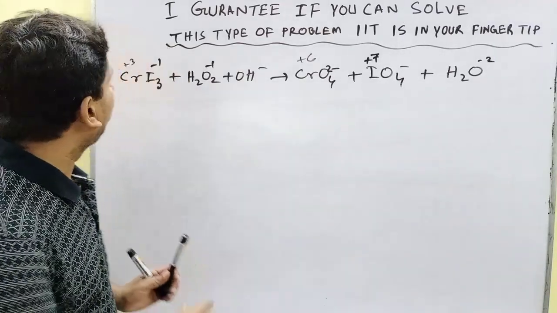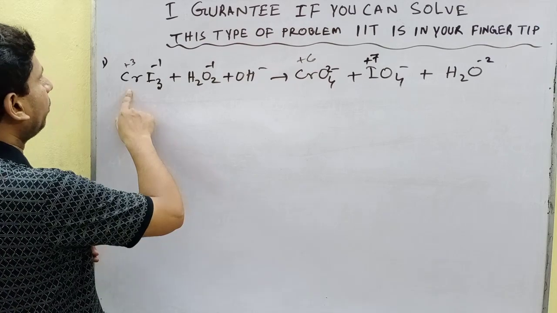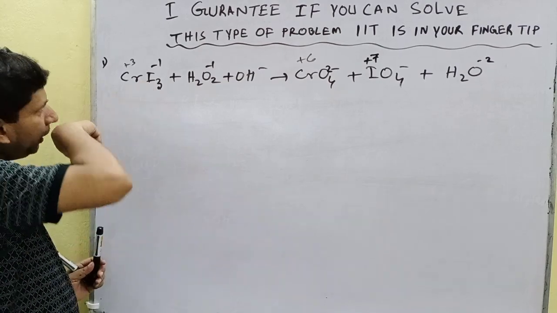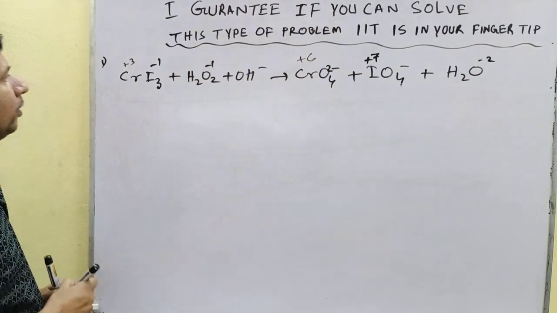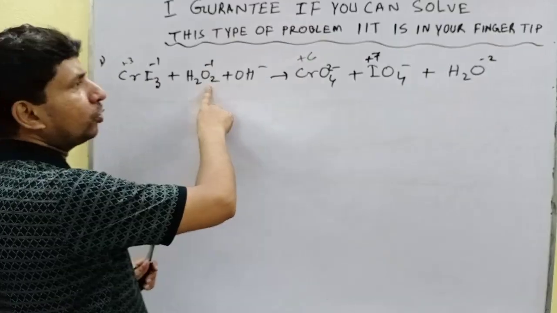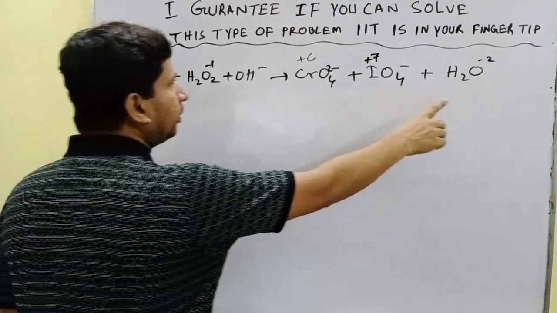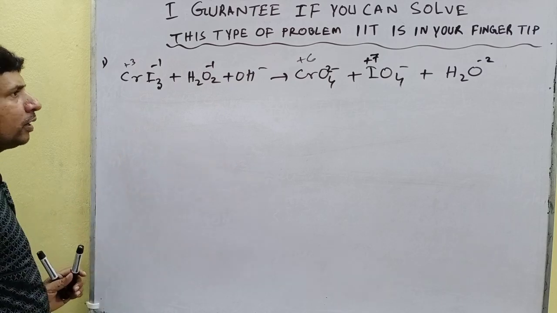First rule is to identify which one is oxidized and which one is reduced. Chromium here is plus 3 oxidation state, here chromium is plus 6, here iodine is minus 1, here it is plus 7. So oxidation takes place for both chromium and iodine, and oxygen is reduced. In peroxide the oxygen is minus 1 and in water oxygen is minus 2. So only oxygen is reduced here, from minus 1 to minus 2.